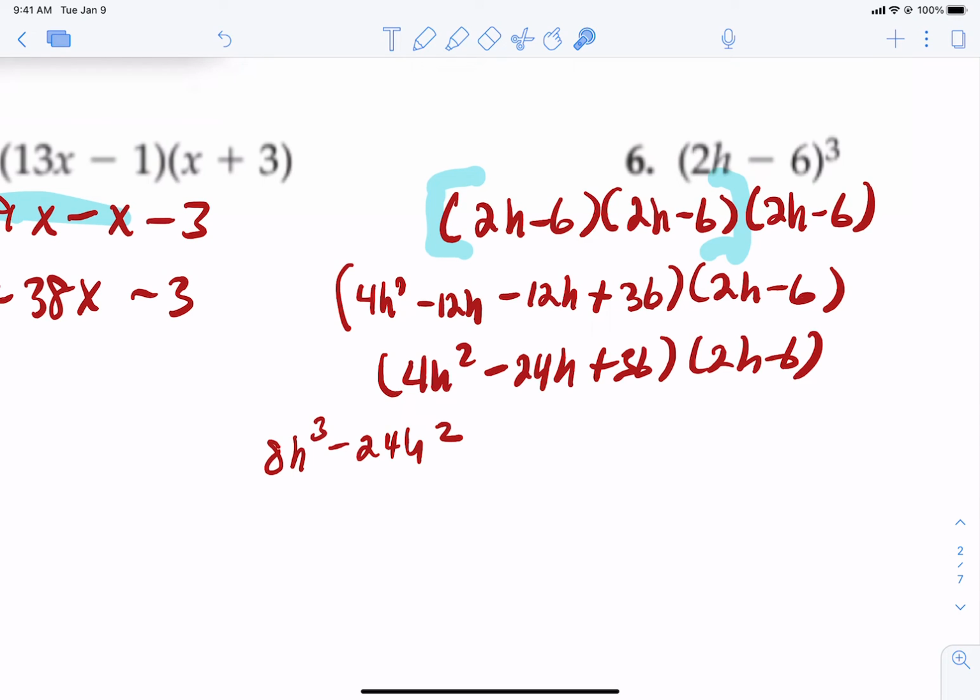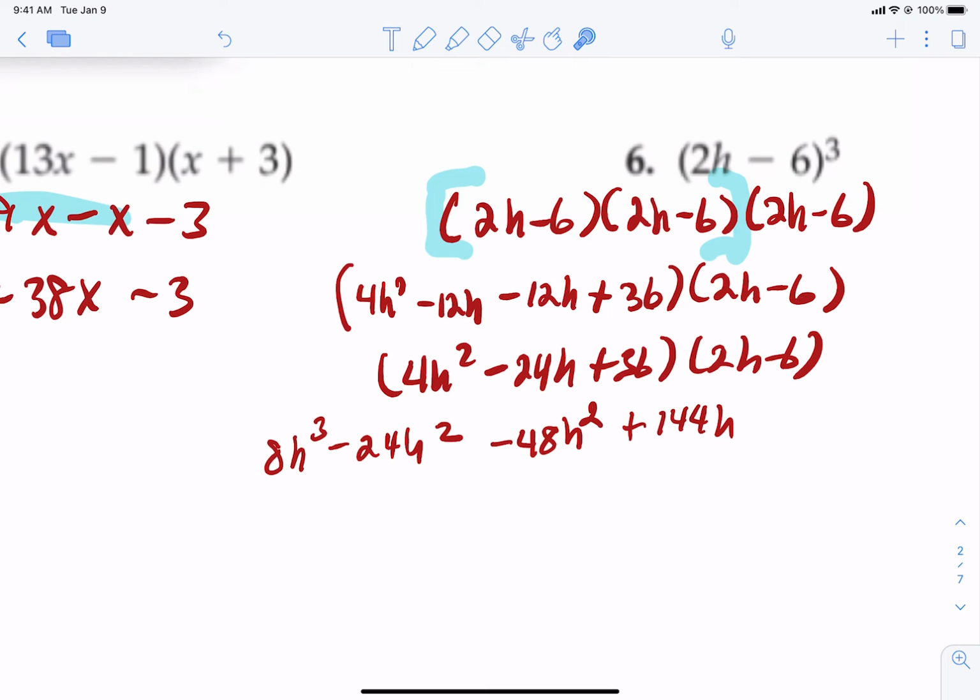Now we're going to distribute the negative 24. That's next. We're going to get negative 48h squared, because h times h squared. And then 6 times 24 is 144, and negative times negative is a positive 144h. So that's negative 24h times 2h, negative 24h times negative 6.